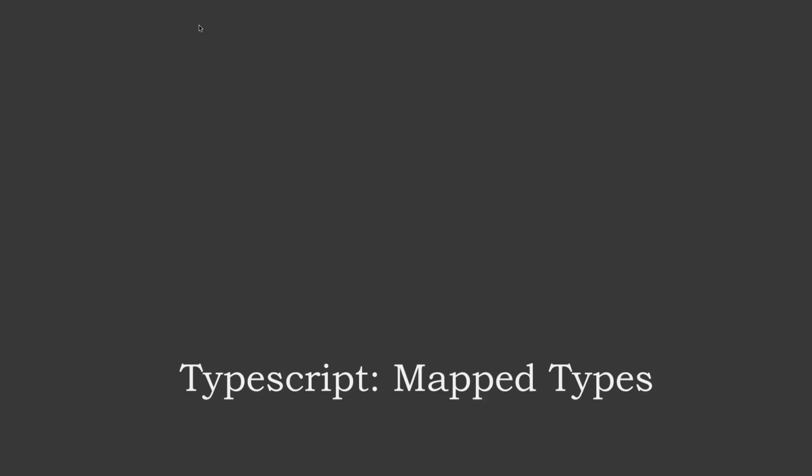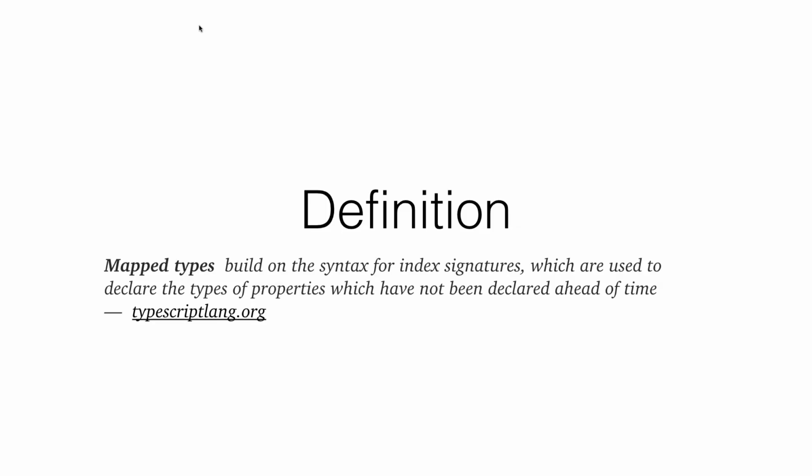In this week's episode, I want to talk about mapped types within TypeScript. So what's the definition of a mapped type? Well, mapped types build on the syntax for index signatures. If you don't know what index signatures are, I made a video about it, so go and take a look at that. They are used to declare the types of properties which have not been declared ahead of time.